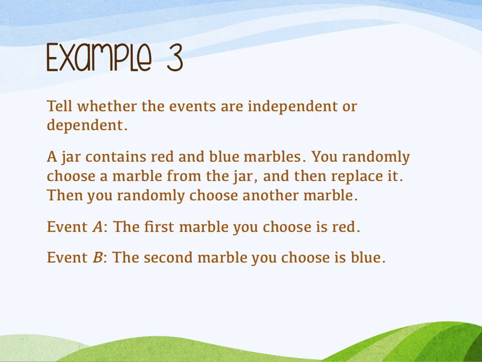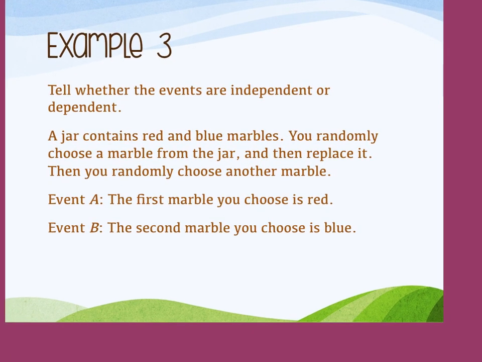Example 3. A jar contains red and blue marbles. You randomly choose a marble from the jar, then replace it. Then you randomly choose another marble. Event A is the first marble you choose is red. B is it's blue. Independent or dependent? Independent. This time, you put it back.